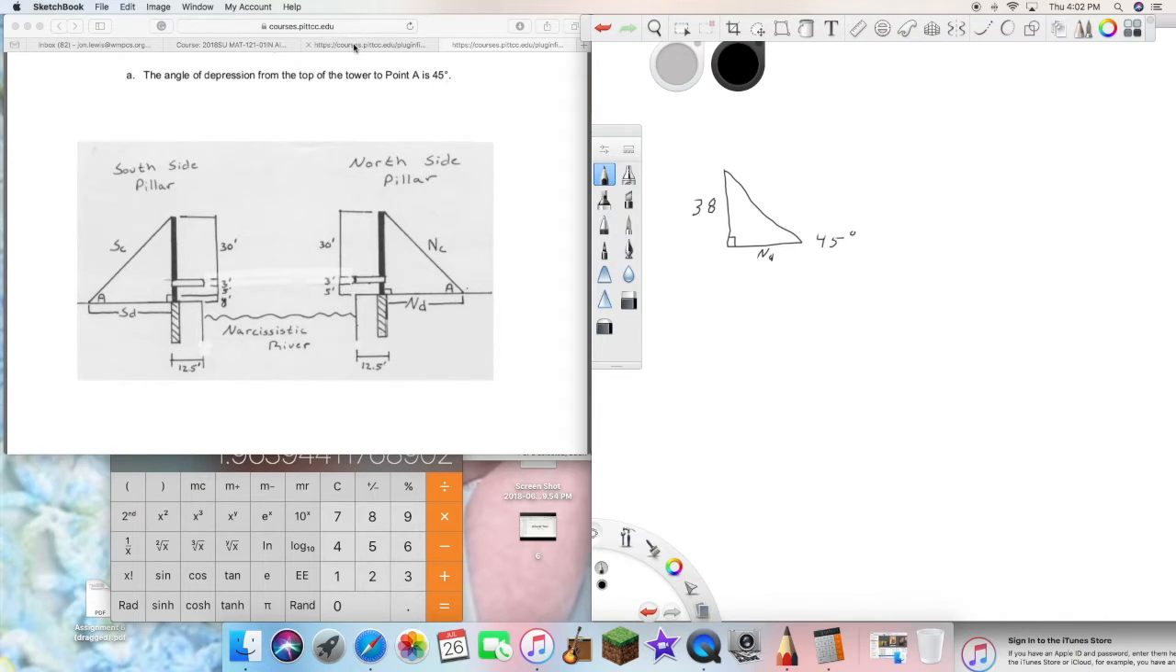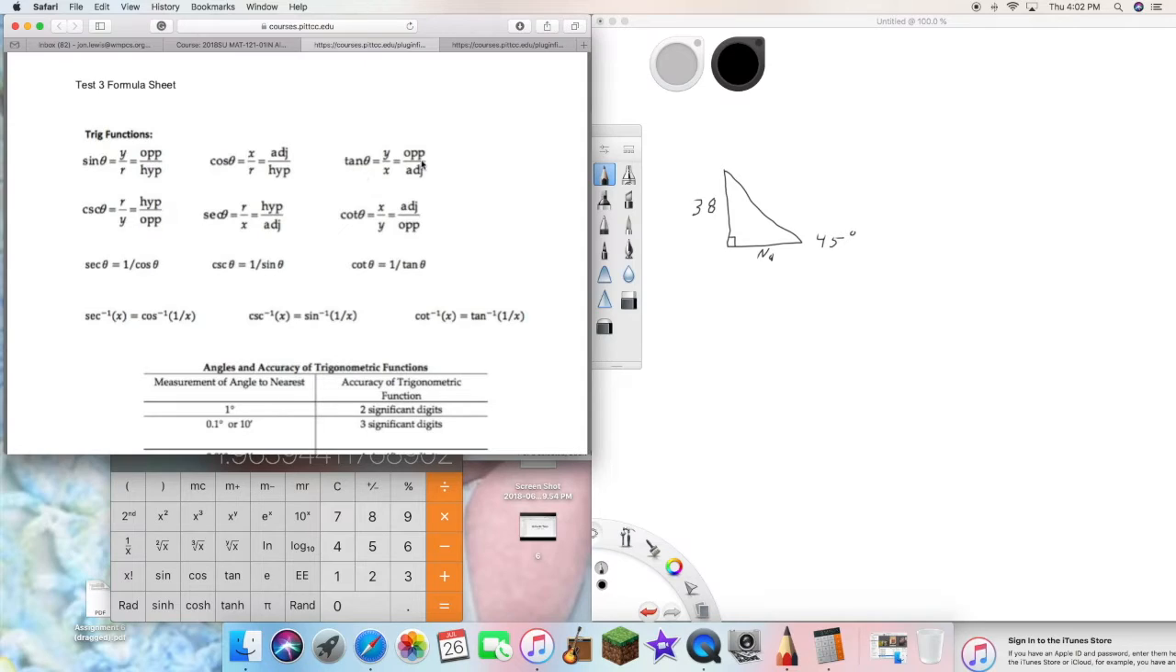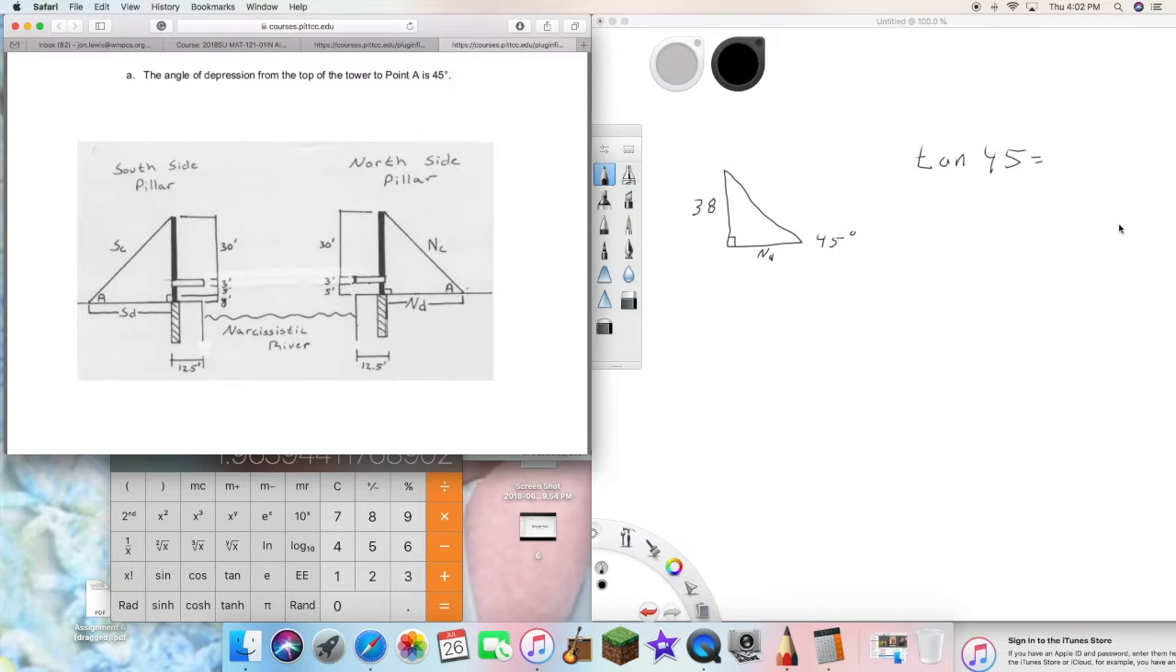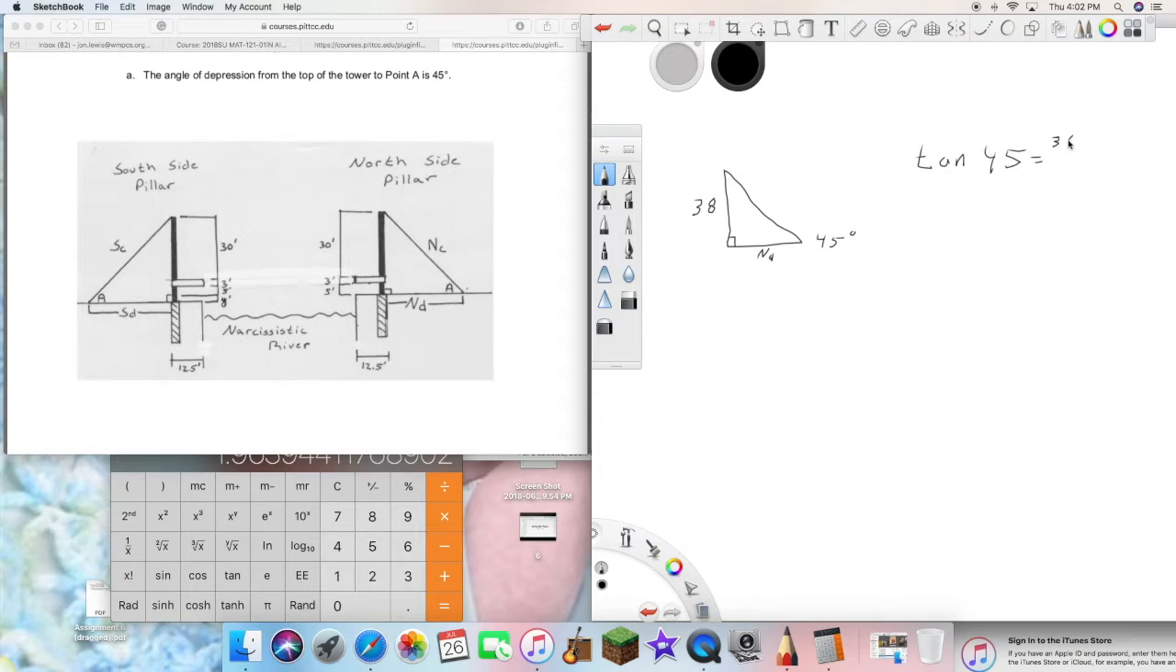So I'm going to look for which one of these three equations deals with opposites and adjacents, and guess what? It happens to be tan. So we have tan of theta, which is 45, is equal to my opposite over my adjacent. So opposite over adjacent is going to be 38 over x. All right, so now our job is to solve for this. Notice this time, last time the x was on top, but this time the x, or ND, is on the bottom.